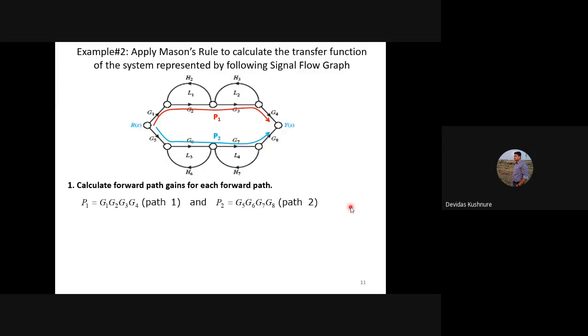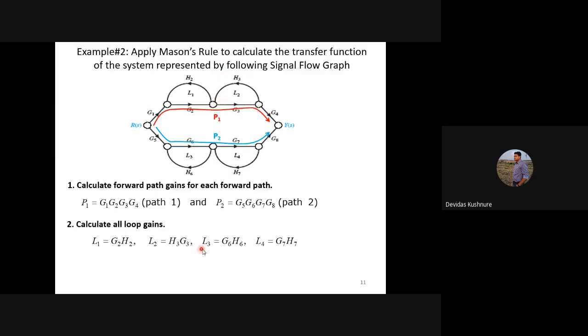So there are two forward paths. Apart from that, we do not have any forward path. Now calculate all the individual loops. You can see L1, which is G2H2, and L2, that is G3H3, the second loop, starting and ending at the same point.